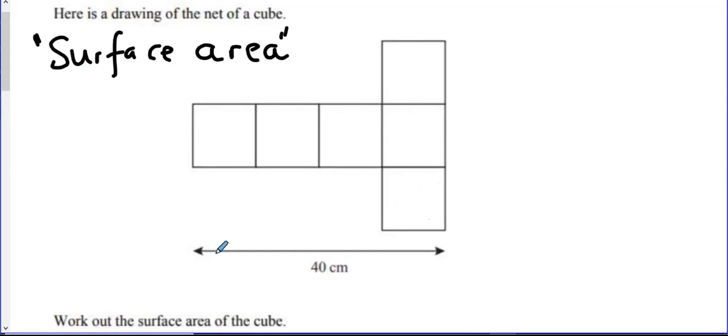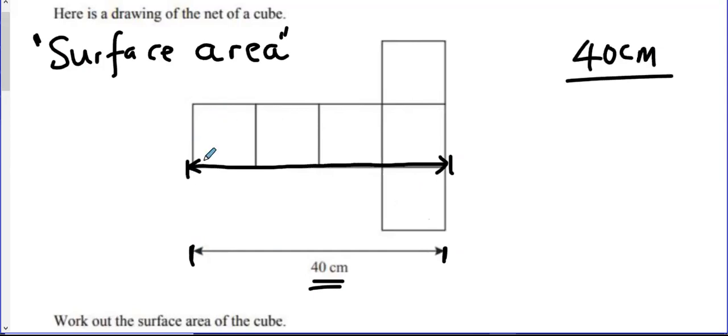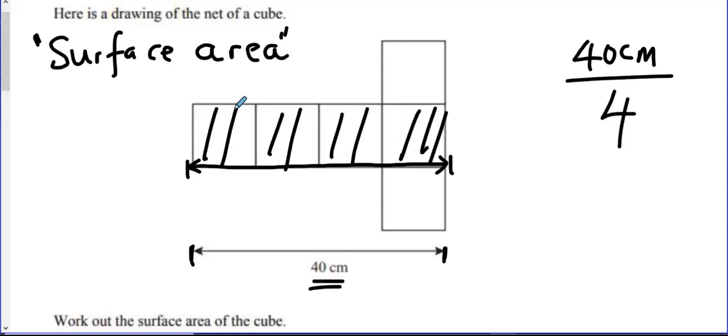Now, how do we find the area of each face here? As you can see, from here to here is 40 centimeters. So you need to divide by 4 squares, because from here to here we are having 1, 2, 3, 4 squares. So when you divide by 4, you're gonna get each square equals 10 centimeters.